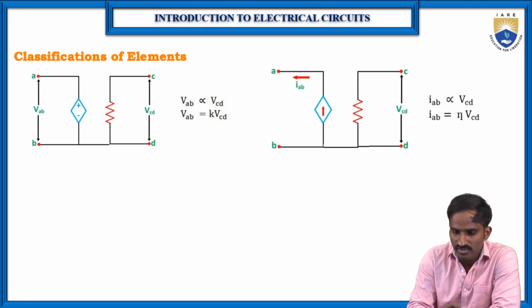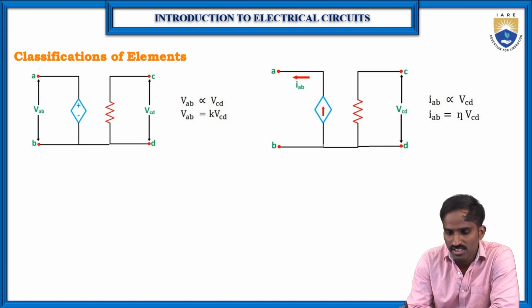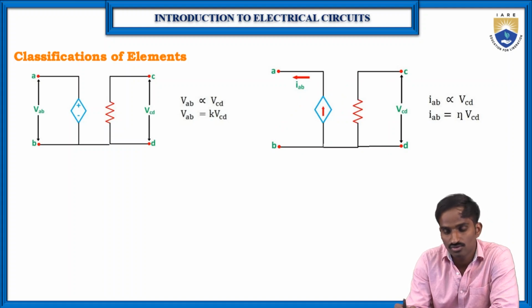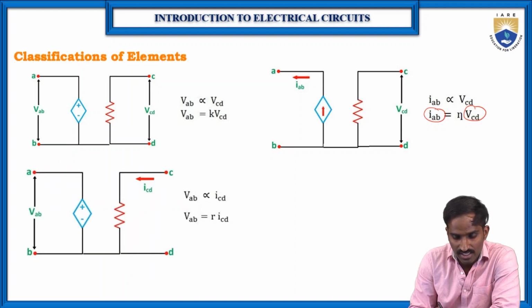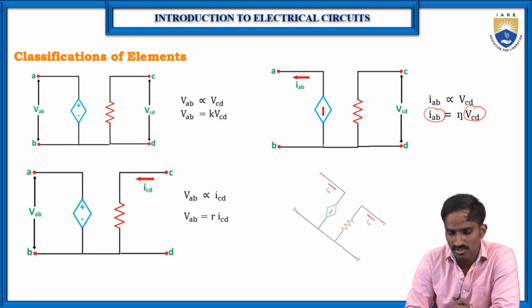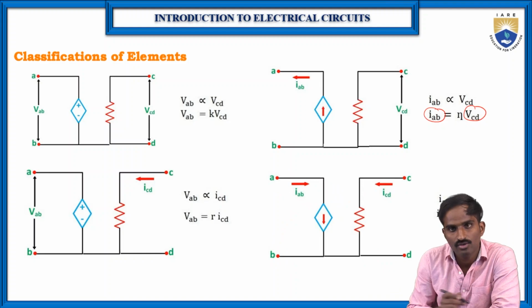Okay, and another one here, IAB is equal to N into VCD. So which means here the value of IAB depends on the value of VCD, so the value of IAB is controlled by the value of VCD. So it is a voltage controlled current source. And similarly here, this is a current controlled voltage source, and here it is the current controlled current source.